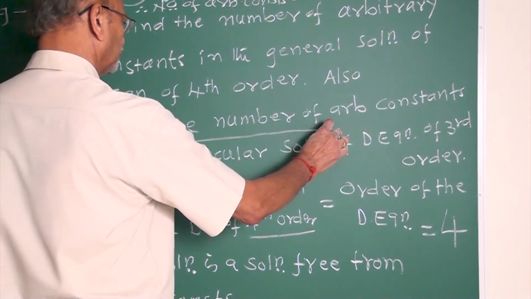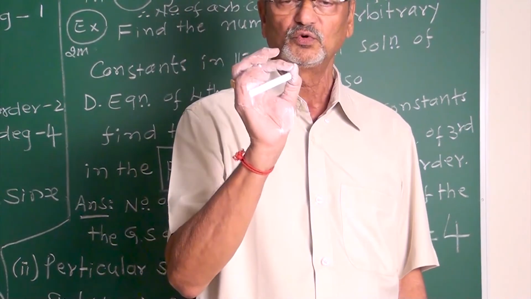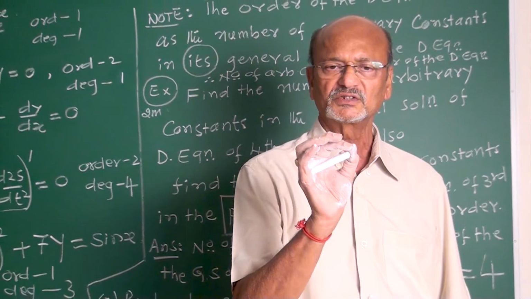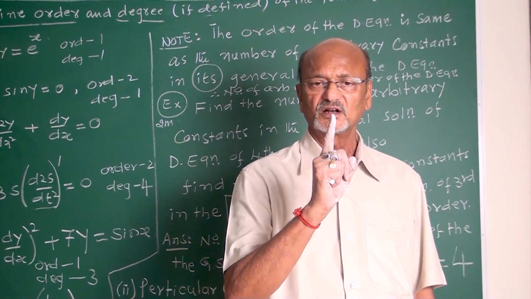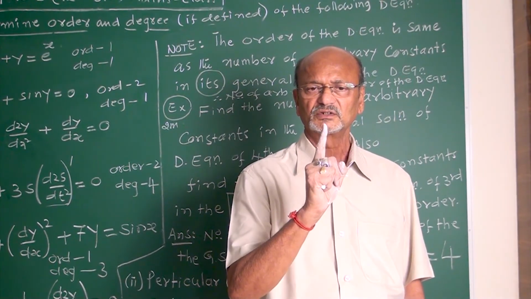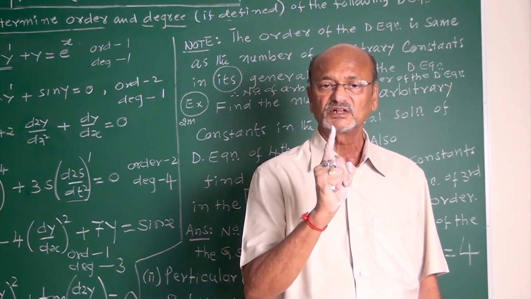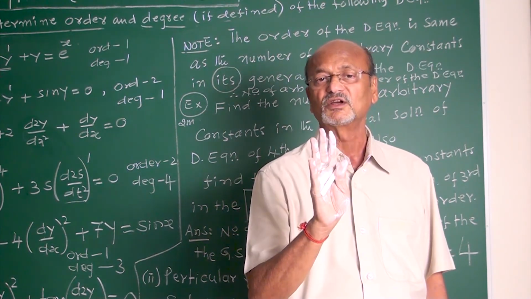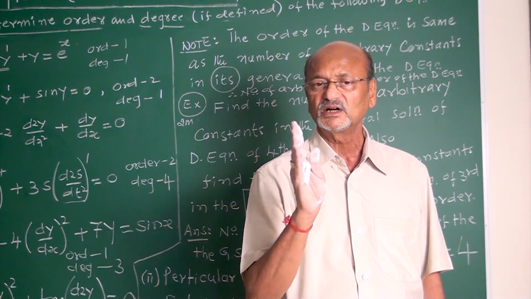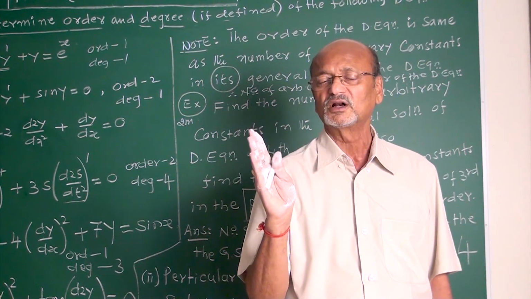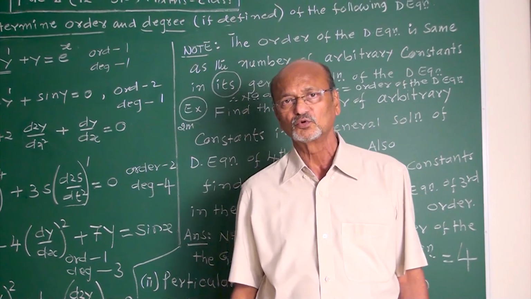Then another is, my friend, the particular solution. What is the general solution? The general solution of a differential equation is a solution which contains a number of arbitrary constants equal to the order of the differential equation. If a solution contains arbitrary constants equal to the order, then that solution is said to be the general solution.